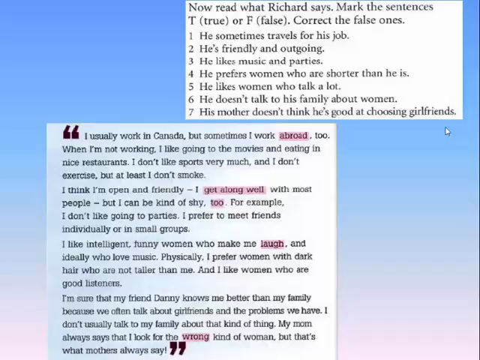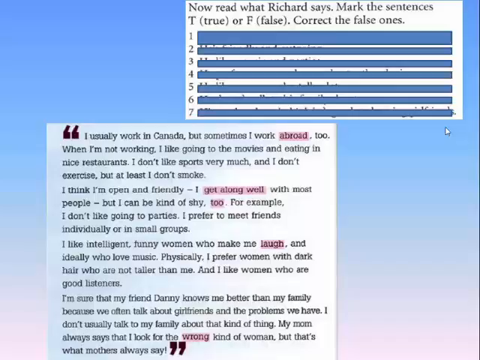That was the text, and now we need to go through the true and false sentences.